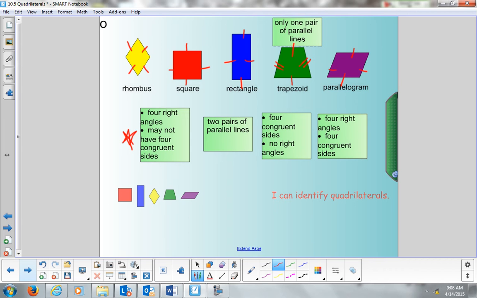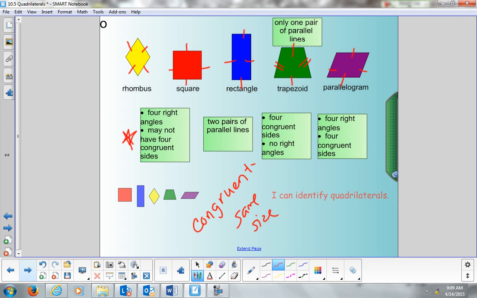Okay. All right. Bring this one up. How about 2 pairs of parallel lines? Oh my goodness, all but the trapezoid have 2 pairs of parallel lines. The rhombus does, the square does, the rectangle does, and the parallelogram. All right, let's skip that one for now. 4 congruent. Congruent means same size.